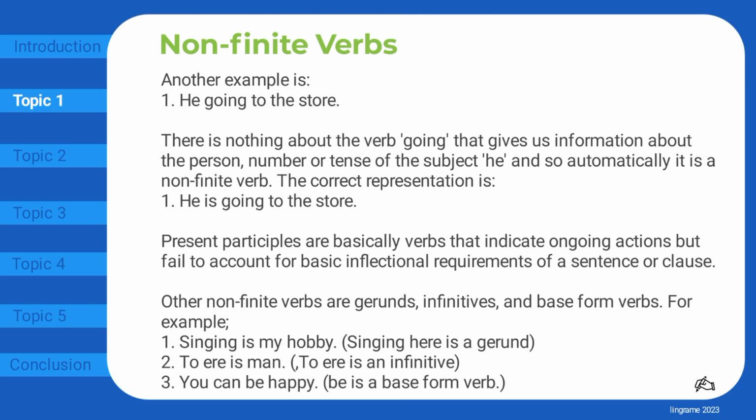For example, singing is my hobby. Singing here is a gerund. To err is human, to err is an infinitive. You can be happy. Be is a base form verb.